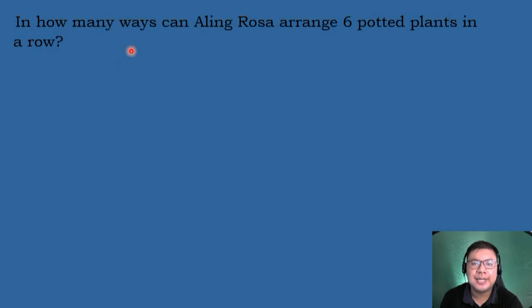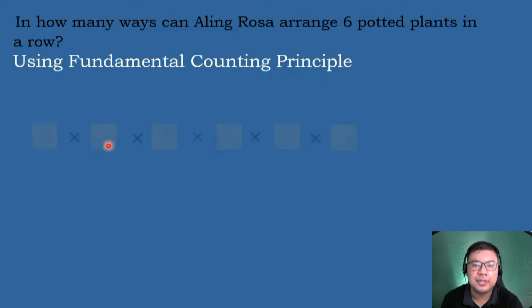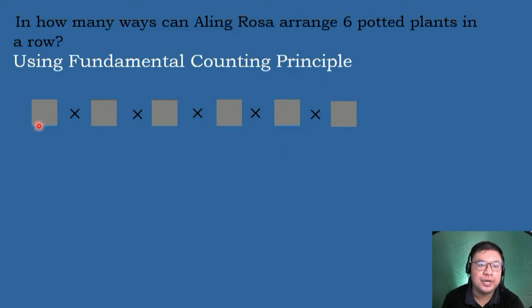Let's have our last example. In how many ways can Aling Rosa arrange 6 potted plants in a row? We will use the fundamental counting principle. There are 6 potted plants, so these 6 boxes are the positions where we will place those 6 potted plants.